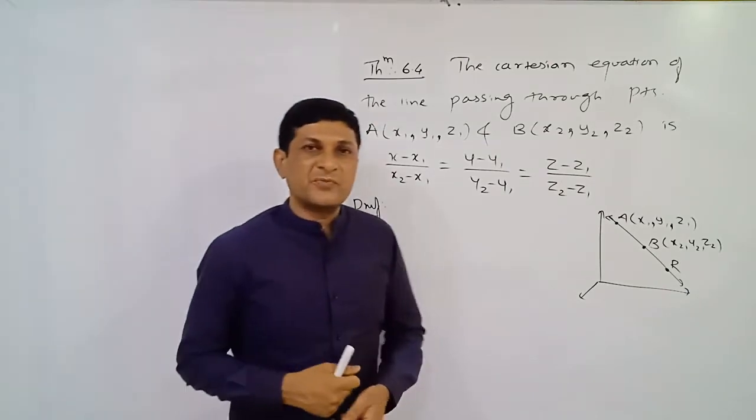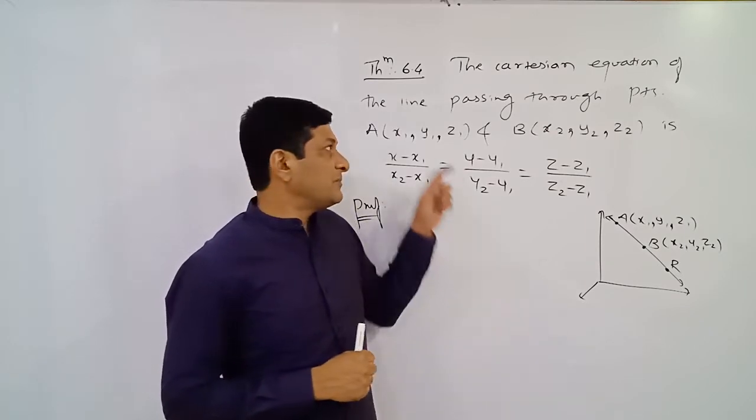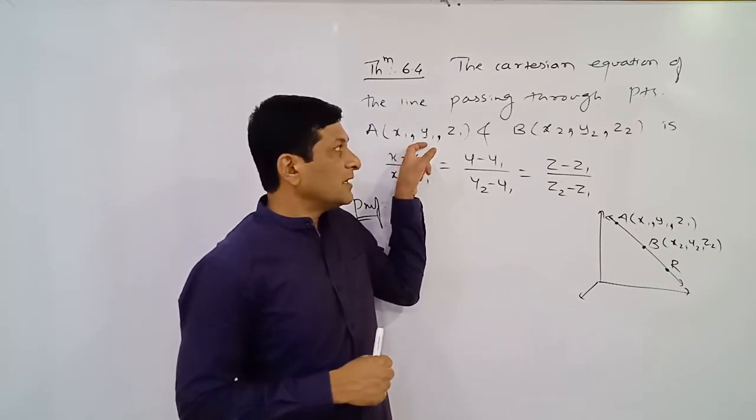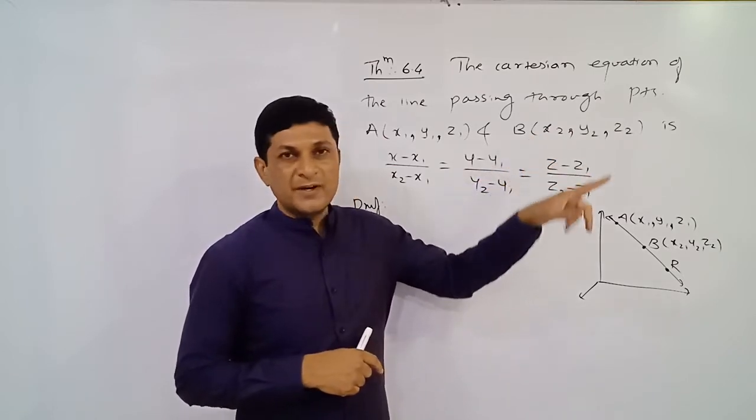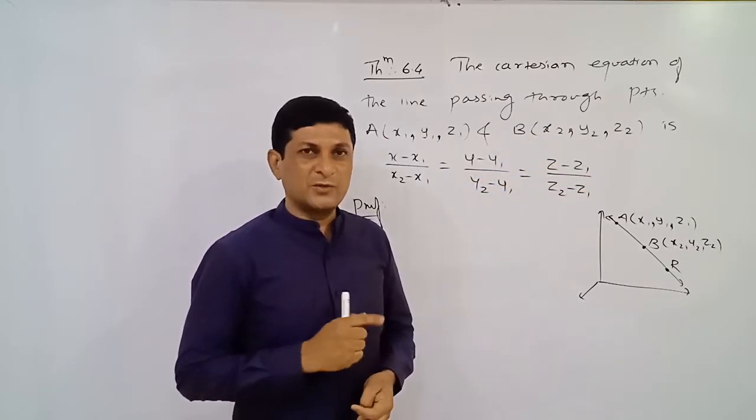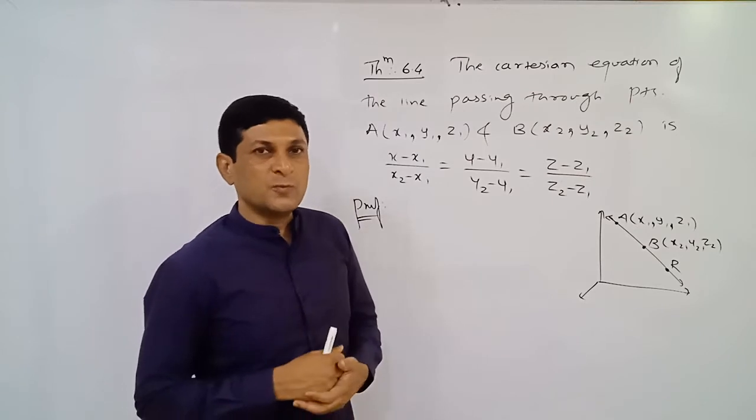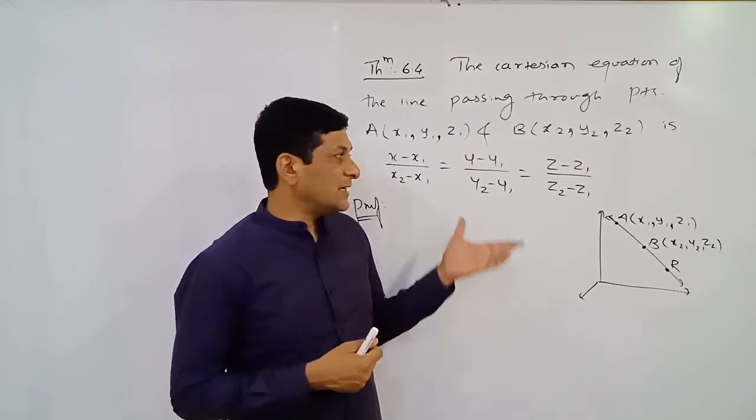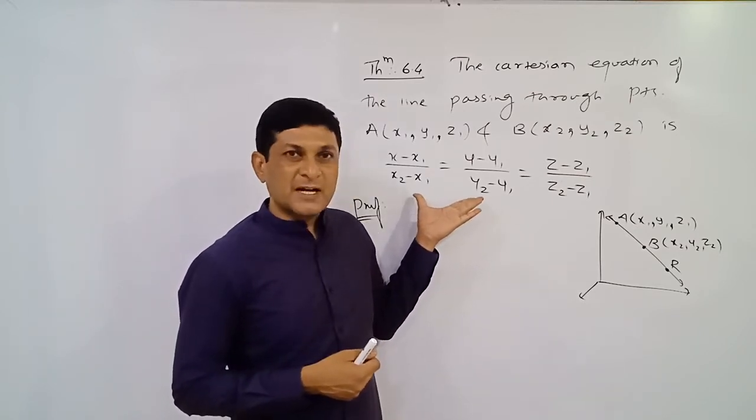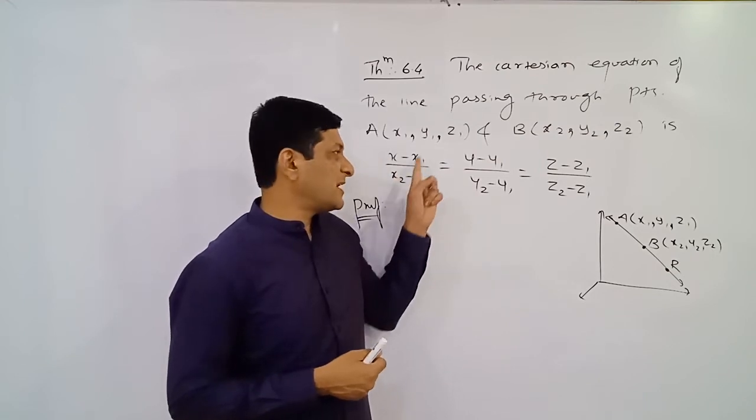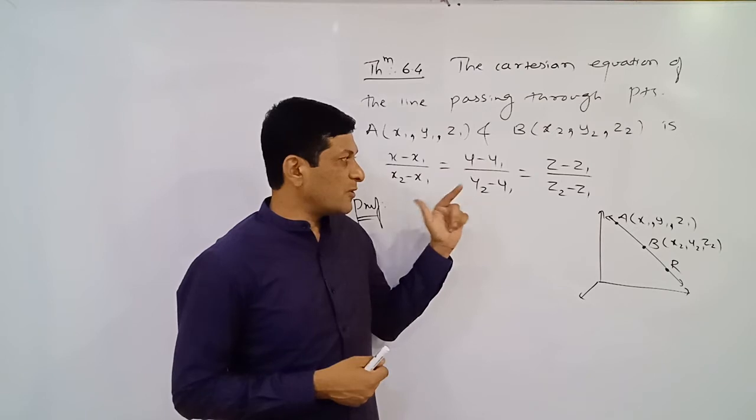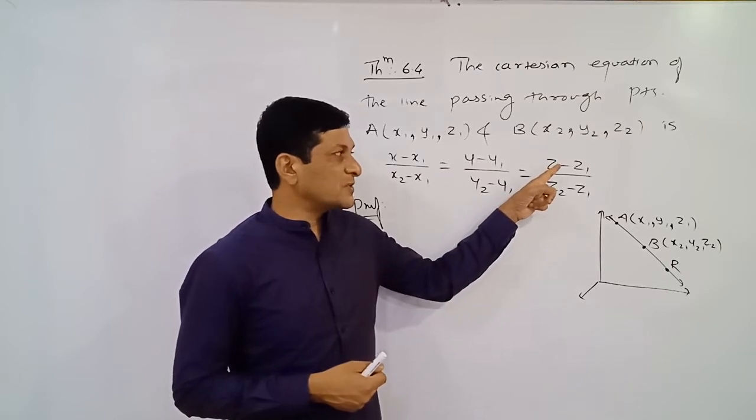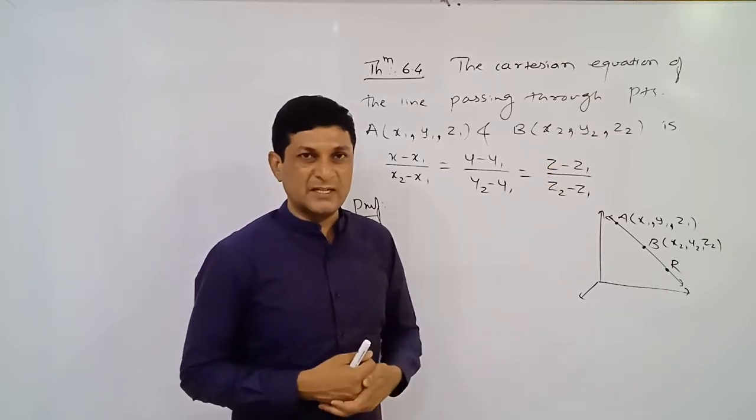Now let us try to find out the Cartesian equation of a line passing through point A, whose Cartesian coordinates are x1, y1, z1, and B having coordinates x2, y2, z2. Means coordinates of two points on the line are given to us. At that time we have to prove that this will be the Cartesian equation of the line: (x minus x1) upon (x2 minus x1) is equal to (y minus y1) upon (y2 minus y1) is equal to (z minus z1) upon (z2 minus z1).